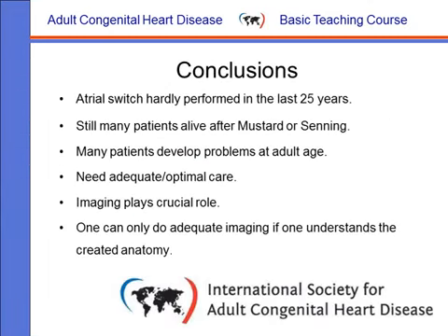And now the conclusion. The atrial switch is hardly performed anymore in the last 25 years, but luckily there are still many patients alive after Mustard or Senning. But many patients do develop problems at adult age, and they need adequate or even optimal care. Imaging plays a crucial role, but one can only do adequate imaging if one understands the created anatomy.